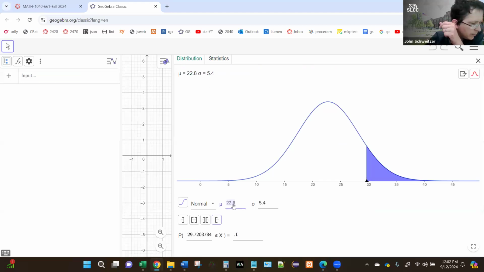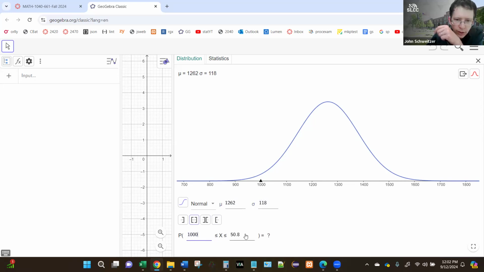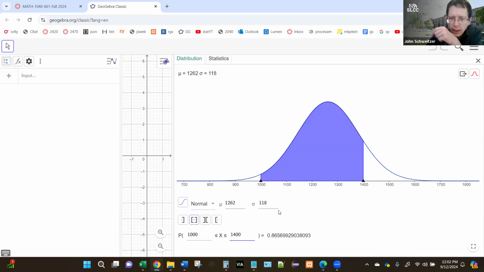We put in the mean. It's 1262. We put in the standard deviation, 118. And then we're going to go between two values, right? So the lower value for this first part A was 1,000 up to 1,400. And yeah, I guessed about 85%. And yeah, it's like 87%. Okay, so the vast majority, or 87%, of these bags of chocolate chip cookies will have between 1,000 and 1,400 chips. So 0.8657.